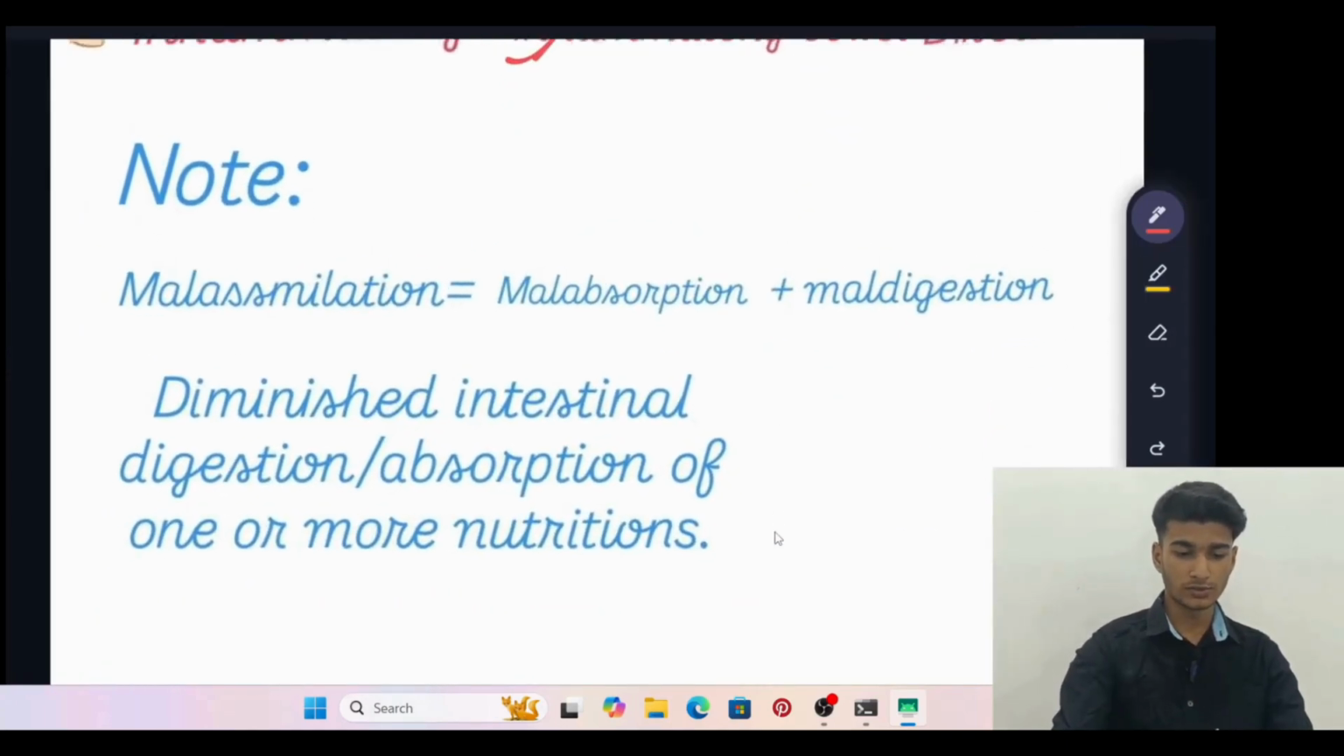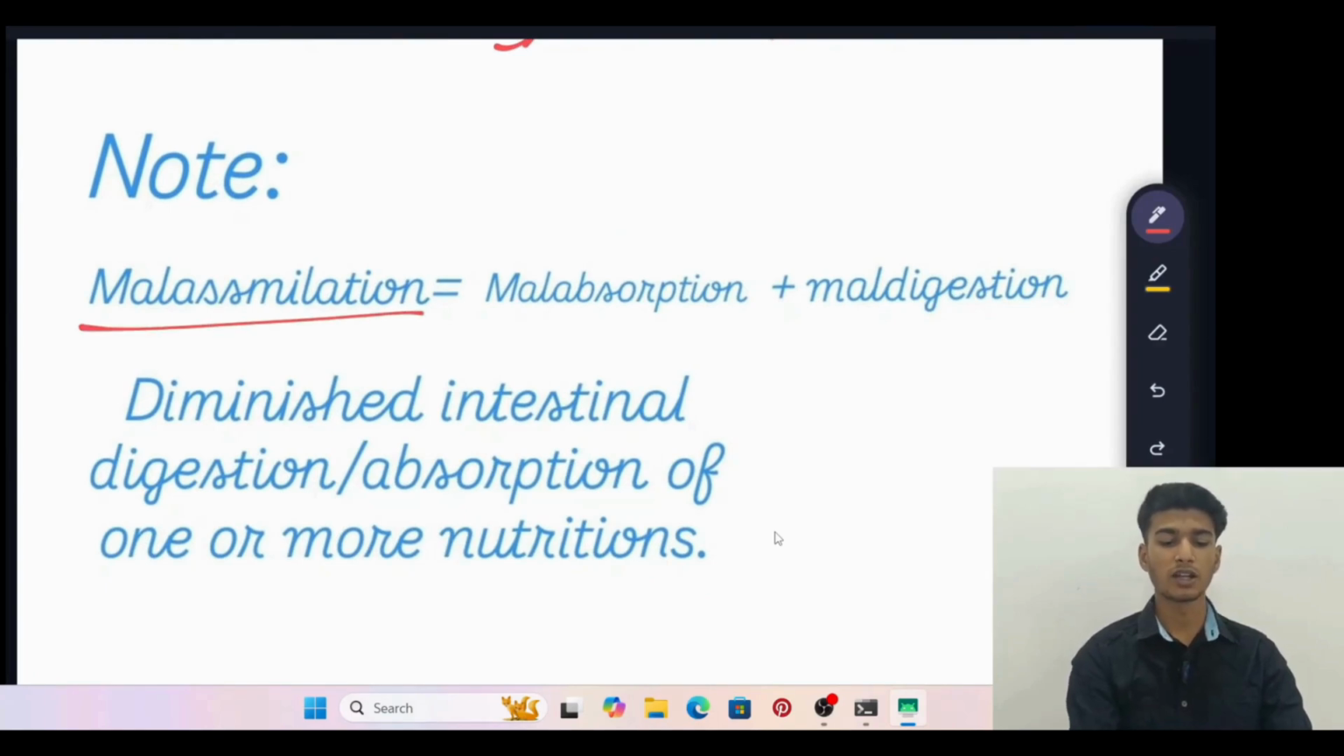Here is one note: what is malassimilation? Malassimilation is basically malabsorption plus maldigestion. If there is malabsorption and maldigestion, we will refer to it as malassimilation.